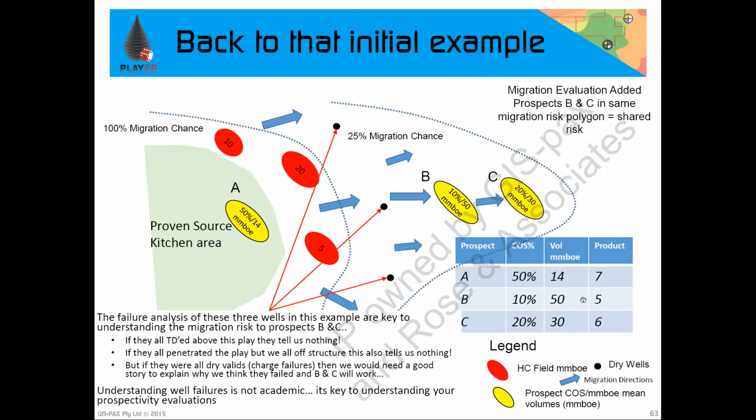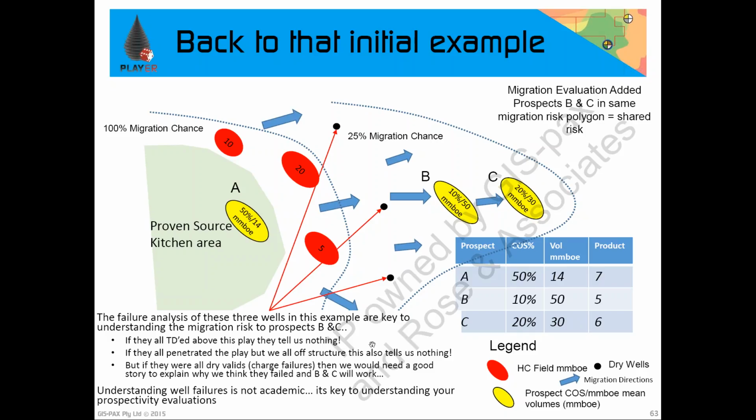So if I go back to that initial example with the three wells, the key question I would want to know when I was looking at this 25% migration evaluation is what happened at those wells. If they all TD'd above this play, then they actually tell us nothing about this play. There's no information at all. If they all penetrated the play but were all off structure, that also tells us nothing. But if they were all dry valid, say charge failures, then I now have to come up with an incredibly clever story as to how I can sneak charge through into these prospects that these ones have all failed.